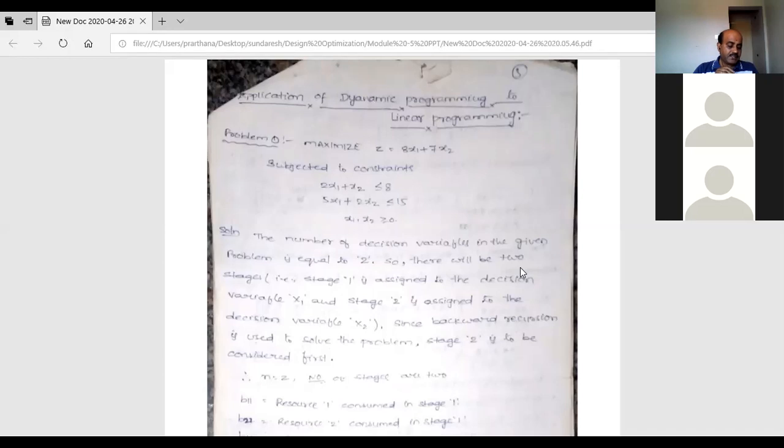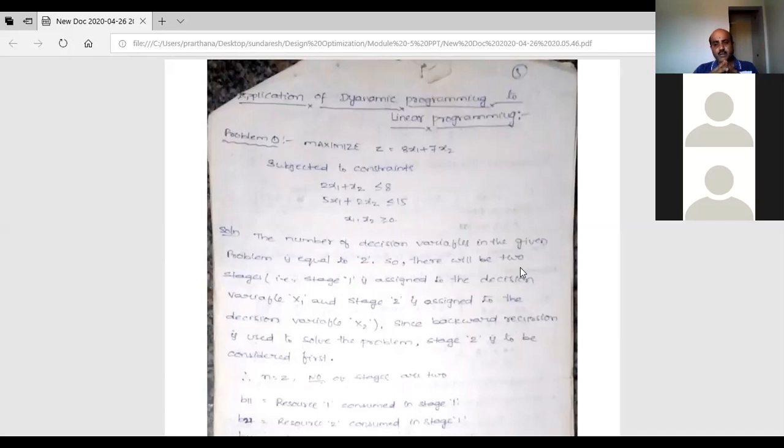So here stage 1 is assigned to the decision variable x1 and stage 2 is assigned to the decision variable x2. The two stages we are going to assign. The first stage is assigned for the variable x1, and the second stage we are going to assign for x2.